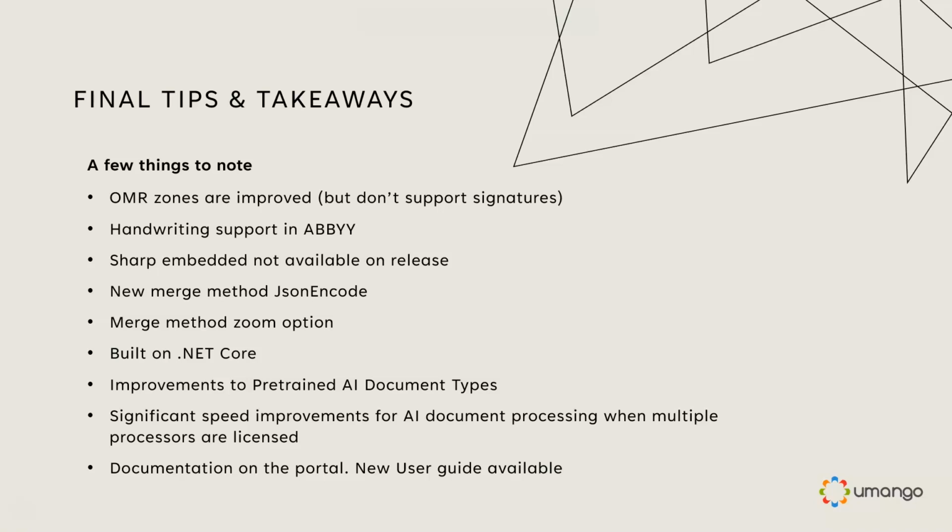There's a new merge method, which is the JSON encode merge method. Very necessary if you're outputting to JSON. So instead of doing a big replace merge method, you can just wrap any JSON values or any values that are being passed into your JSON text, wrap it up in a JSON encoder and it'll encode that nicely for you to make sure it's valid JSON, much like our HTML encode merge method that you may or may not be familiar with.